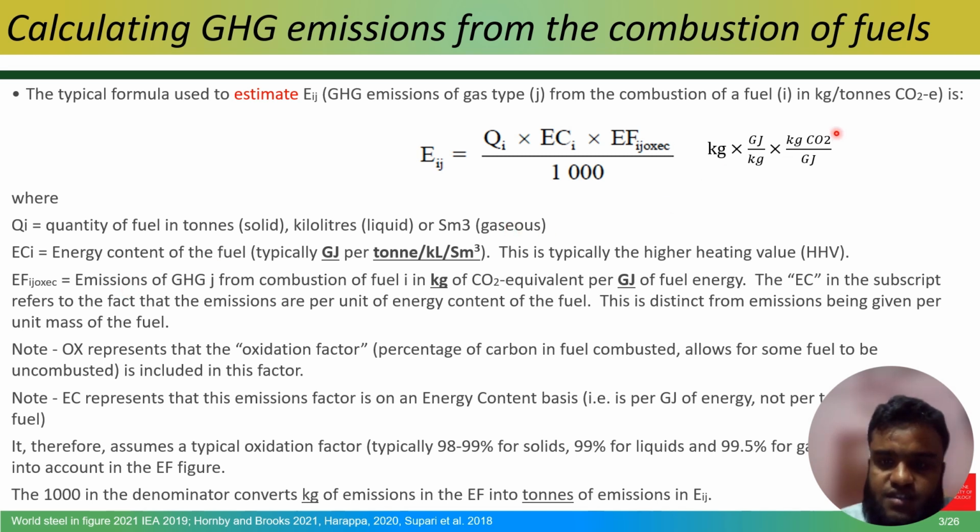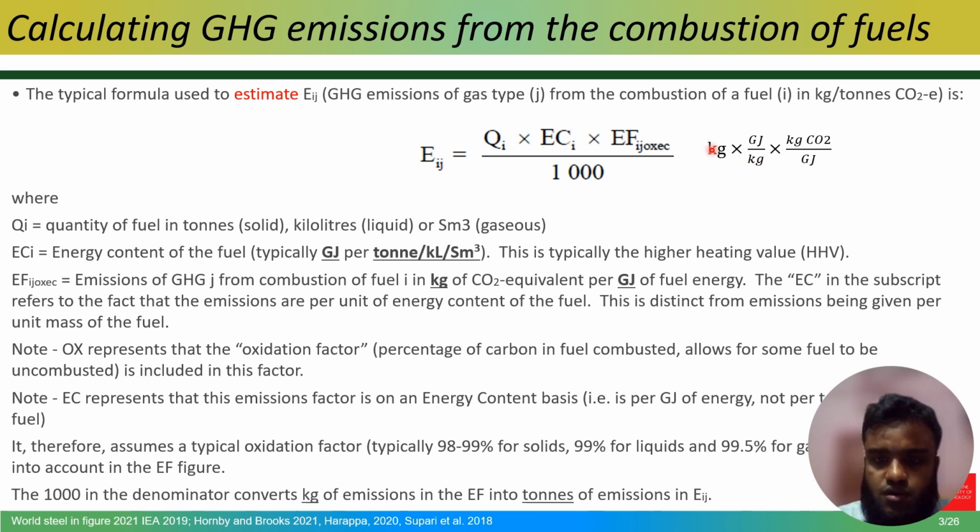So if I discuss these units, it will be clearer to you. Q_i represents the quantity of the fuel. It can be in kilograms, for example coal: 1 kilogram of coal. The energy content is represented in gigajoule per kilogram of coal, for example, and the emission factor of that coal is kilogram of CO2. EF_ij represents the combustion of fuel i, and j representing the CO2, per gigajoule of that energy.